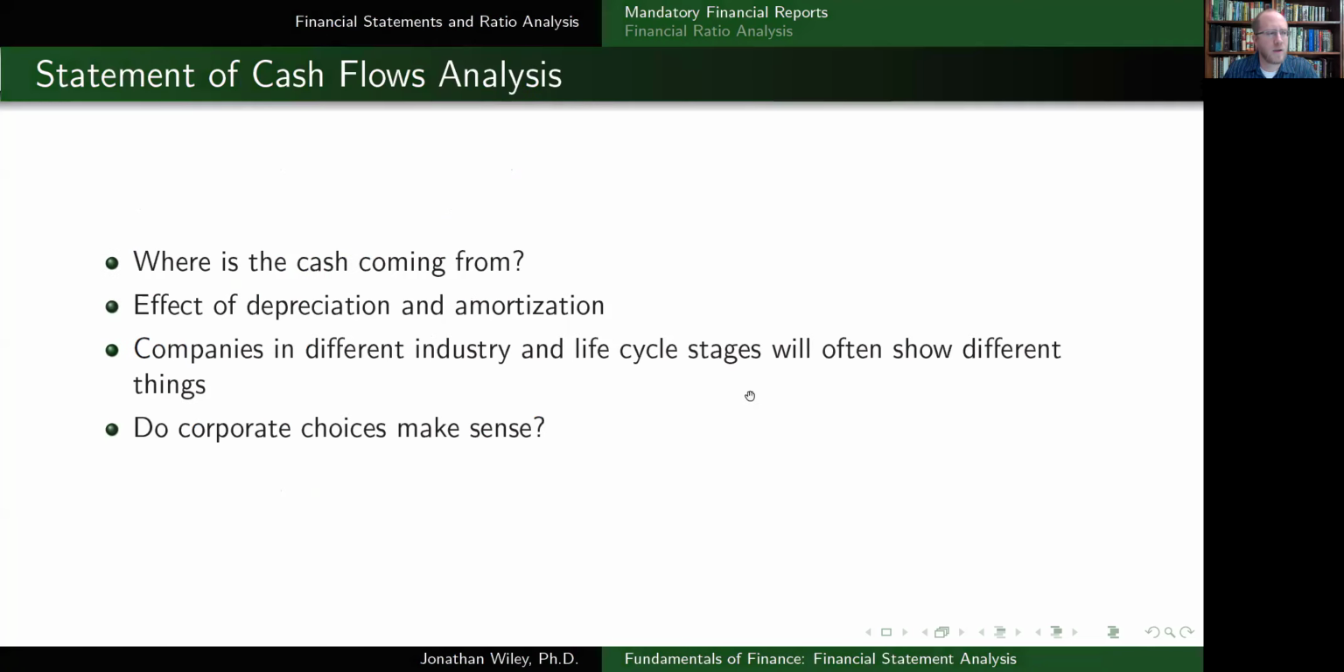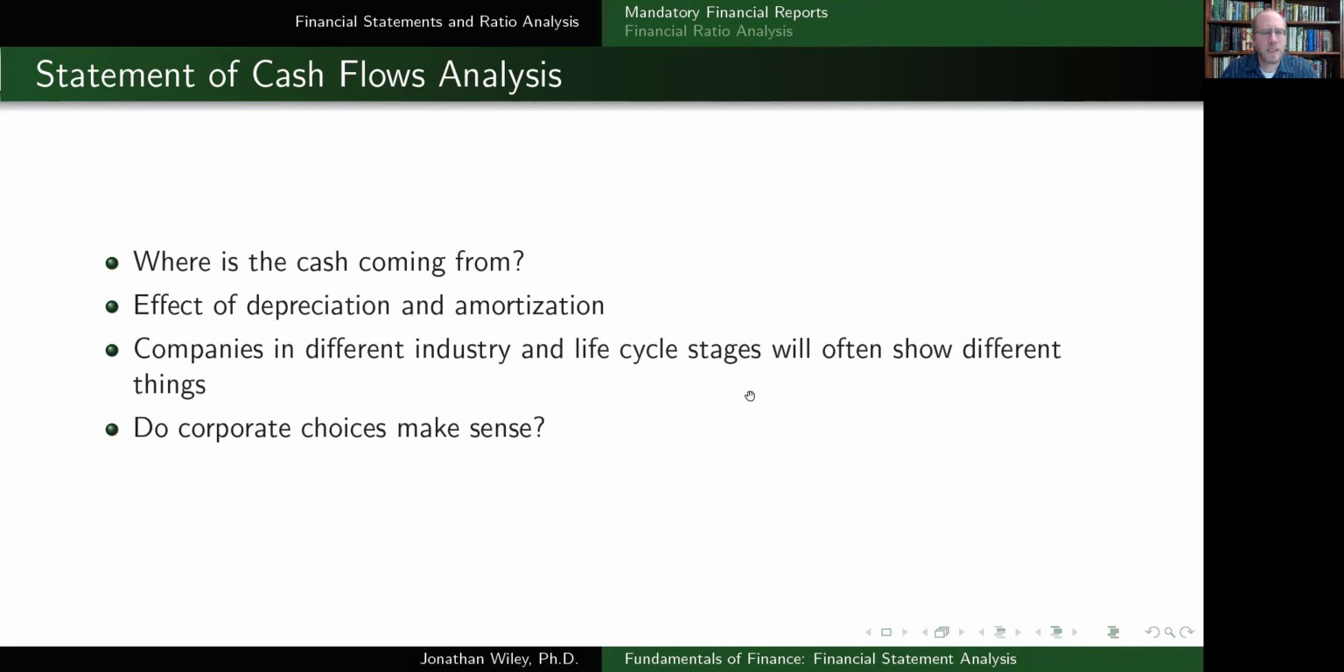So let's take a look at that a little bit. Some things that we could analyze if we were looking at the cash flow statement. One, where is the cash flow coming from? And as I've already noted, we'd like to see cash coming from operations. That's good. Primarily driven by net income. We like that a lot.